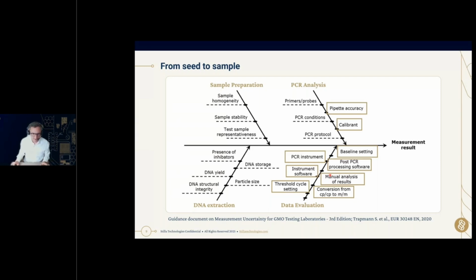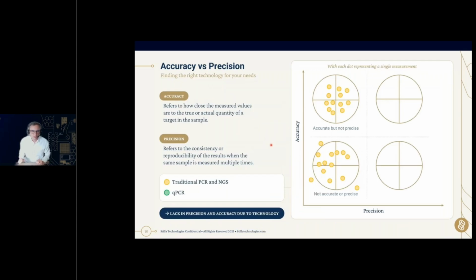I will show you next how we can use the software and the PCR instrument and how we get the data. So what are accuracy and precision? We have different standard PCRs, and NGS basically has the same trend here. Both tools are very good at measuring accurately, but not precisely, that something is there.